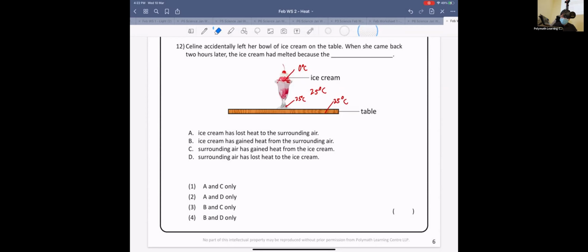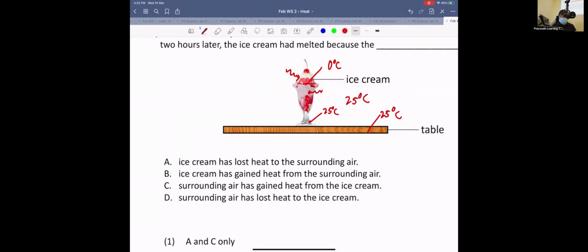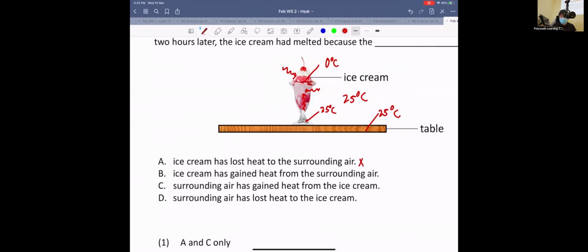So you see, heat flows from a hotter region to a cooler region. So basically, everything is losing heat to the ice cream. The surrounding air is losing heat to the ice cream. The cup is losing heat to the ice cream. The table is losing heat to the ice cream. The only thing that gains heat is ice cream. Okay, ice cream has lost heat to the surrounding air? Not true. It gained heat because heat flows from a hotter region to a cooler region.